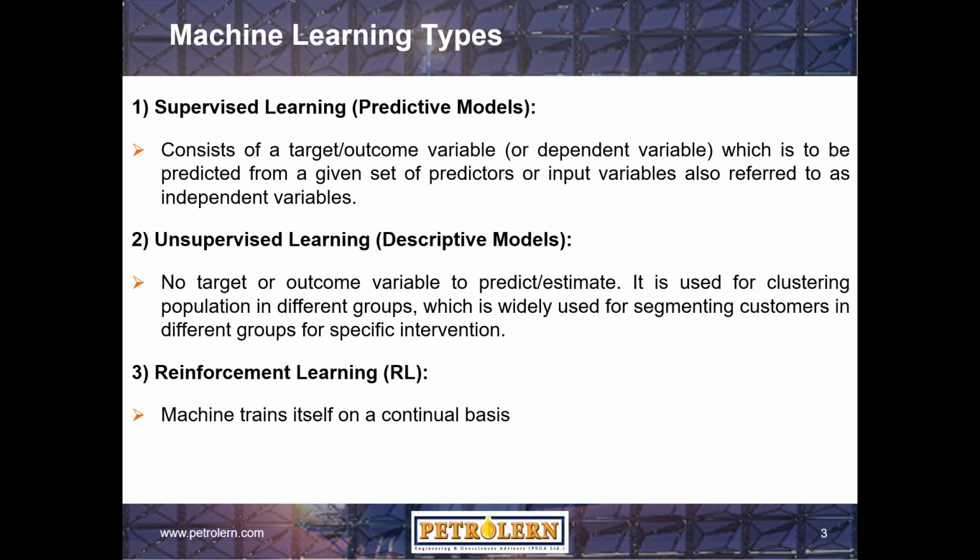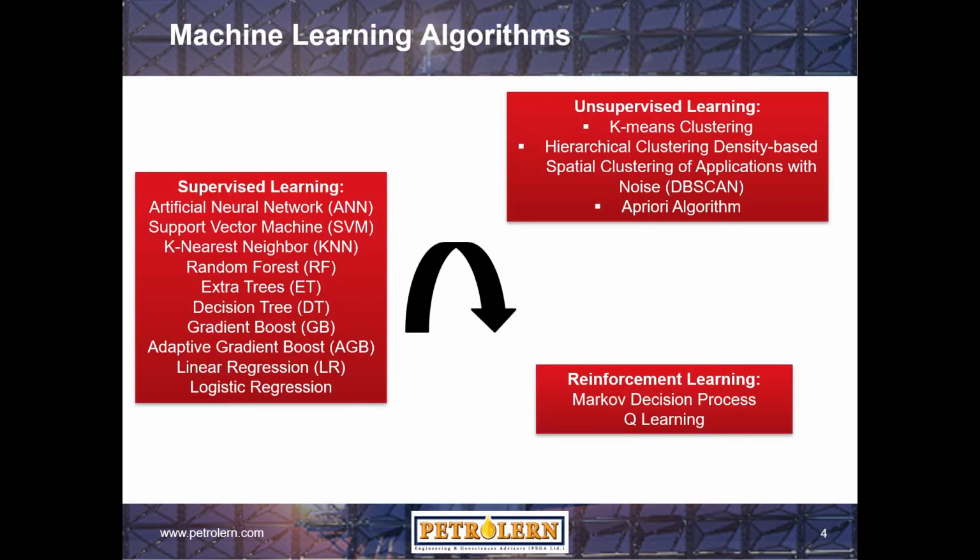And then finally, the third most important type is called reinforcement learning. In that case, the machine trains itself on a continual basis. Now that you understand the different types of machine learning algorithms, let's talk about some examples of what is considered supervised, what is considered unsupervised, and what types of algorithms are considered reinforcement learning.